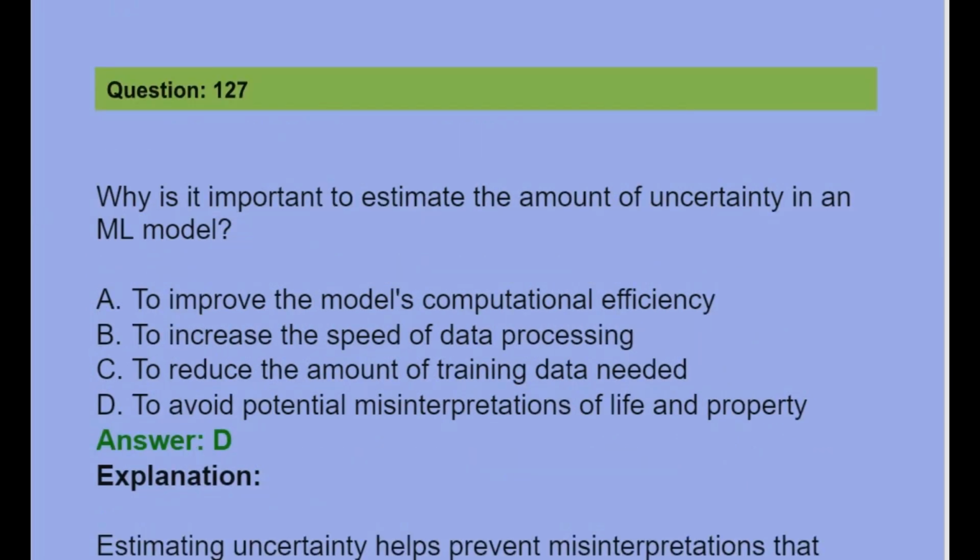Question is, why is it important to estimate the amount of uncertainty in an ML model? Option A, to improve the model's computational efficiency. Option B, to increase the speed of data processing. Option C, to reduce the amount of training data needed. Option D, to avoid potential misinterpretations of life and property. Correct answer is option D.